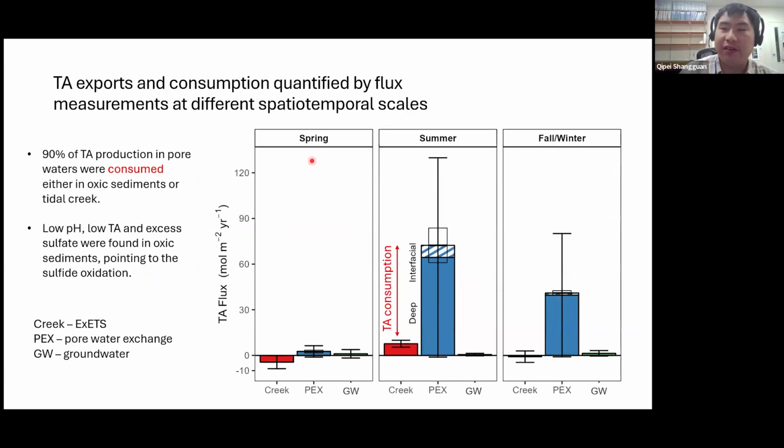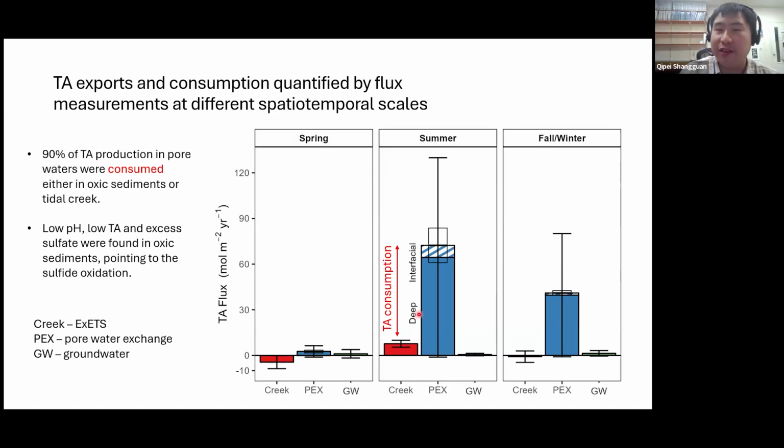We calculate the fluxes at the tidal creek and the pore water and put them together. We also calculate the groundwater flux at this site for more complete alkalinity budgets, but it's a small contribution. We found that the alkalinity flux in the tidal creek is much smaller than the fluxes from the pore water. That means lots of alkalinity, once exported from pore water, where does it go?